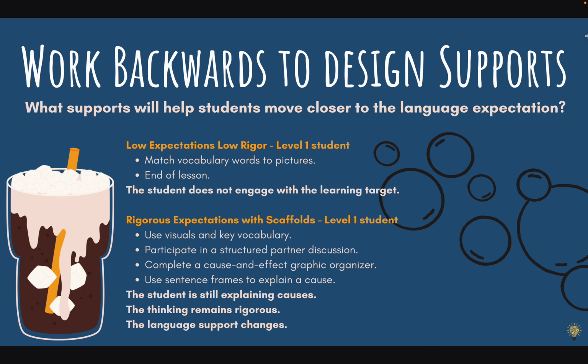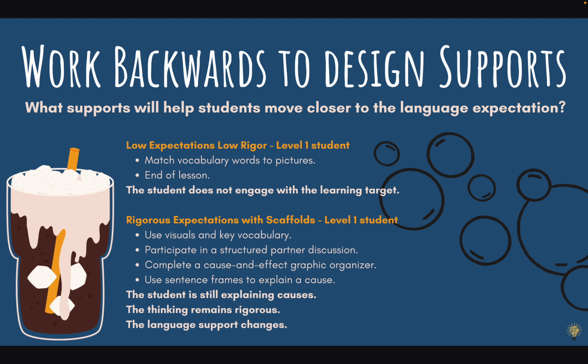Work backward to design supports. After identifying the proficiency level 5 expectations, review your students' current proficiency level. What supports will help students move closer to the language expectation? So let's look at these two examples.